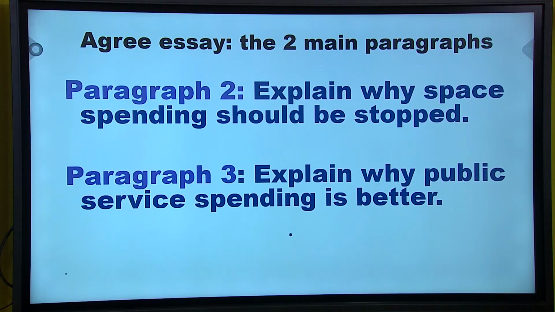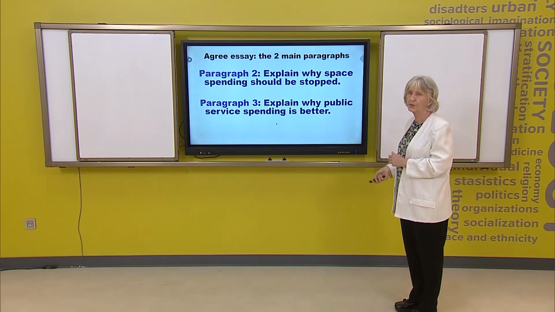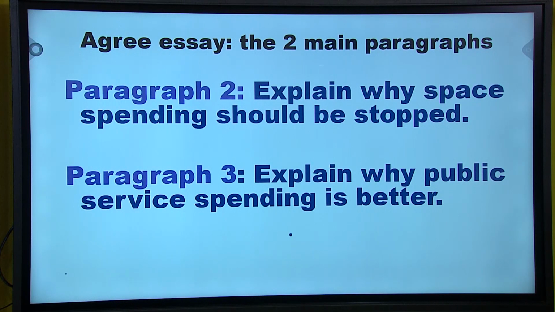These are my 2 paragraphs, and this is the content I would put inside those. So paragraph 2 would be explaining why space spending should be stopped. And paragraph 3, the other main paragraph, would explain why public service spending is better. Public service being schools, hospitals, etc. Okay, so you know already the structure of the essay. I've told you I recommend 5 sentences for each of these main paragraphs.